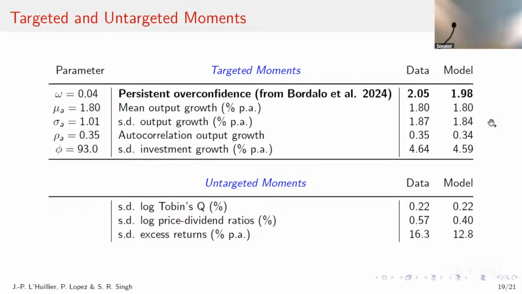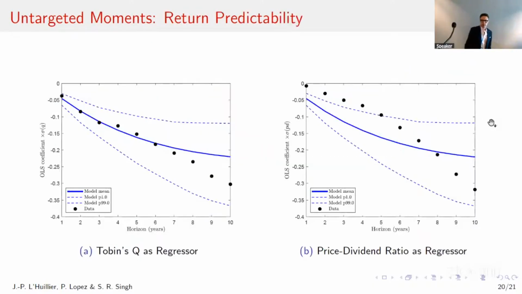So to go deeper into that, we also can match, roughly speaking, return predictability regressions, which is what this is showing. These are regressions, for different horizons, years going forward, of the excess return using current Tobin's Q as a regressor or price-yield ratio as a regressor. In the data, you can see that there is this downward sloping pattern of these coefficients in both cases. And the model roughly, ballpark, is doing a good job at it. Notice rational expectations would be flat at 0 all the time. So we completely miss these moments.